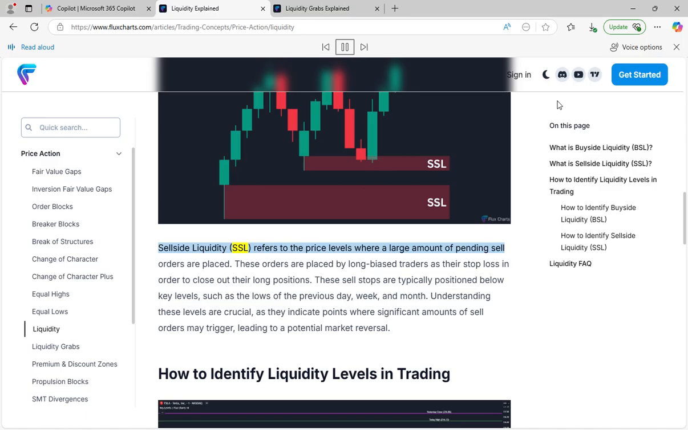What is sell-side liquidity, SSL? Sell-side liquidity refers to the price levels where a large amount of pending sell orders are placed. These orders are placed by long bias traders as their stop loss in order to close out their long positions. These sell stops are typically positioned below key levels, such as the lows of the previous day, week, and month. Understanding these levels is crucial, as they indicate points where significant amounts of sell orders may trigger, leading to a potential market reversal.